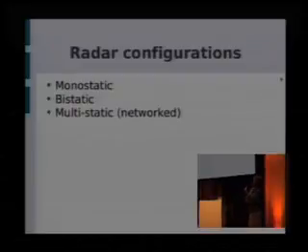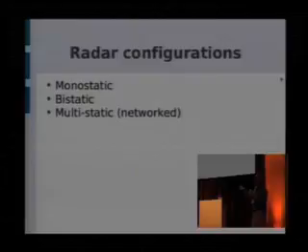Another interesting class, and it's the one that we'll be using here, is called bistatic. This is a situation where the transmitter and the receiver are not in the same place. They could be separated by tens of kilometers or hundreds of kilometers. It really just depends on how the system's put together.